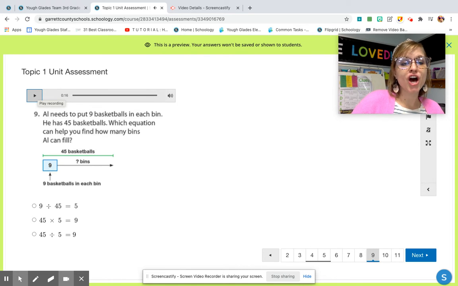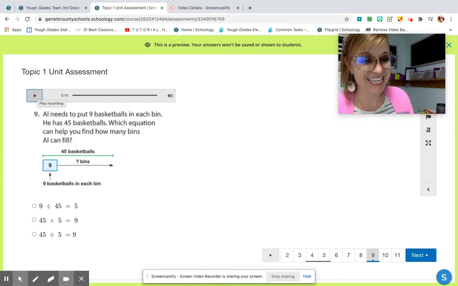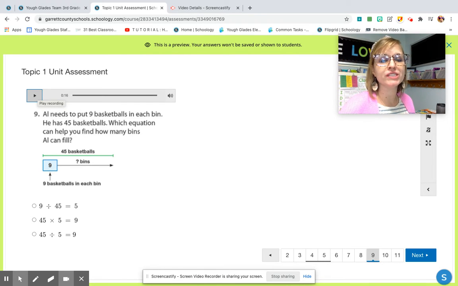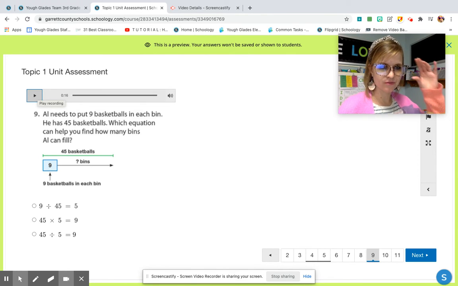All right, so sometimes in division, we learned that we can use division to find out how many is in each group, but we also can use division to find out how many groups we need, okay? So I want you to look closely at the total here, 45 basketballs. Okay, what equation will help us find how many bins Al can fill?